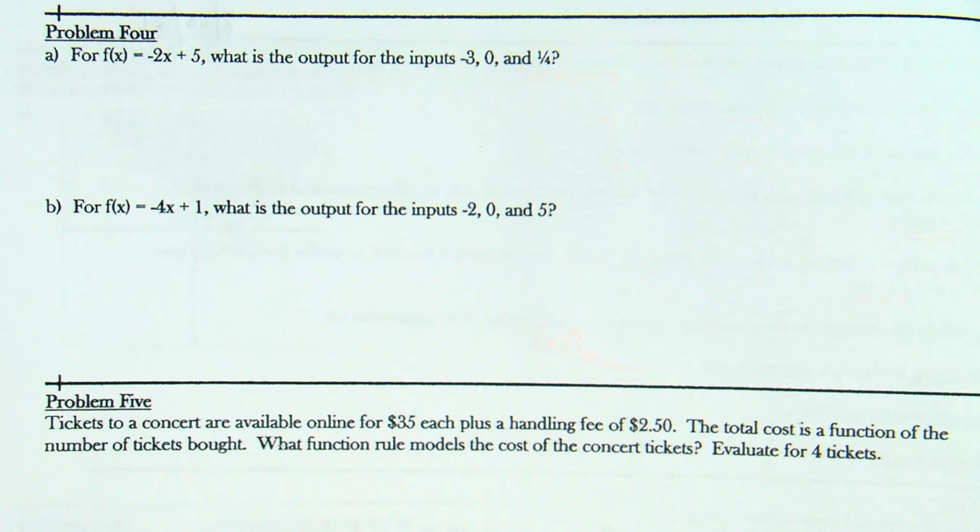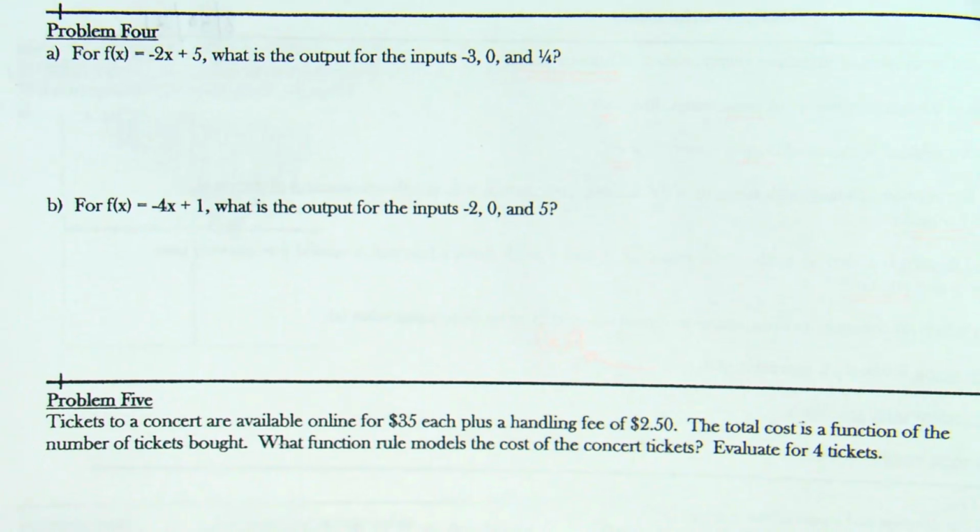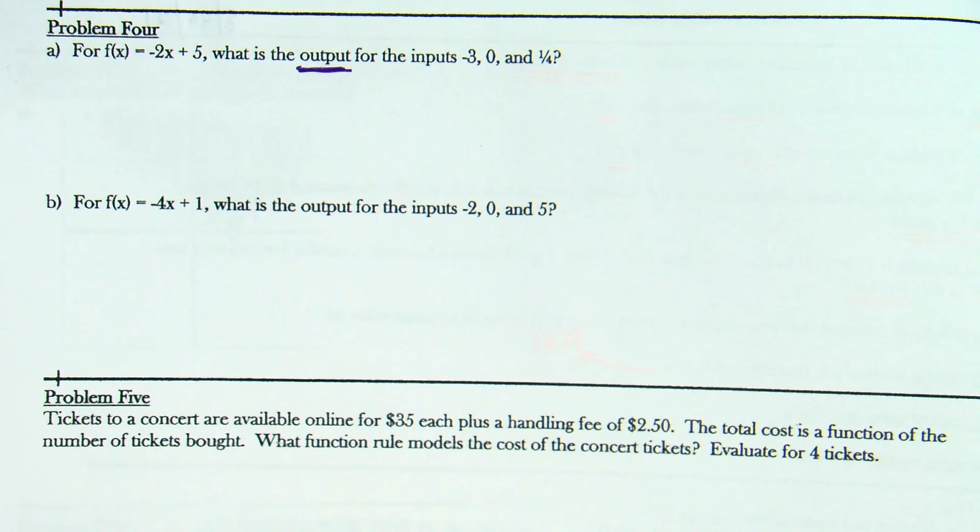I mean, they're asking for the output, but what do we mean output? What is output another name for? It's the y, which is the f of x. Okay. Well, when they ask for the output, they're asking for the y value. Y is another name for range, f of x.